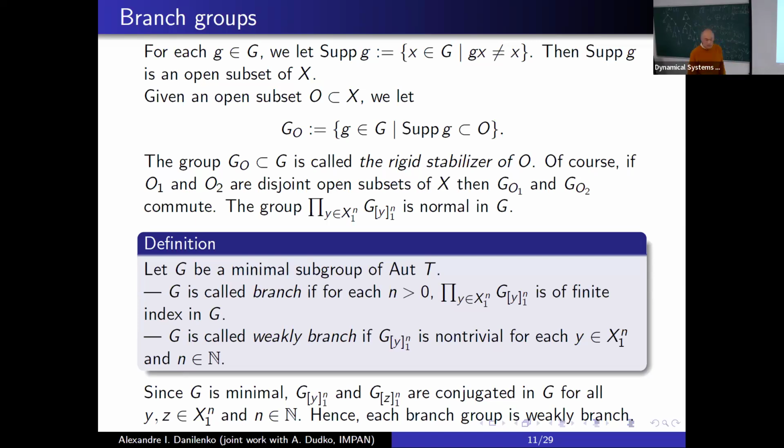Okay, as G, Y, and 1. Here is a notation. Whenever we have an open set, this is a subgroup in G. This is a subgroup, and this Y is a cylinder. Cylinder of length n. Consider all individual cylinders.